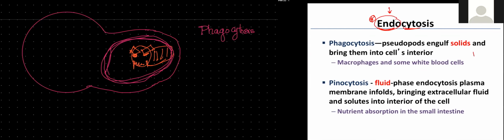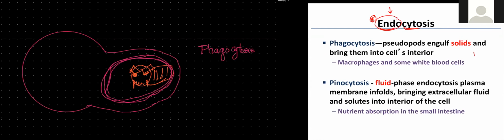Examples of cells that have the ability to perform phagocytosis, to engulf solids, are my big eaters, macrophages. Macro means large, and phago is to eat. So macrophages, those are my big eaters. This is a type of white blood cell that has the ability to engulf pathogens.